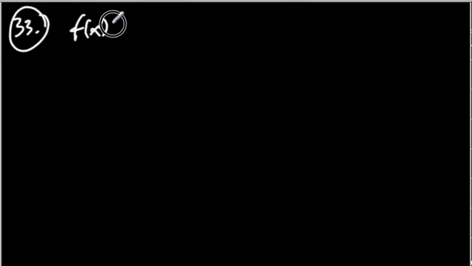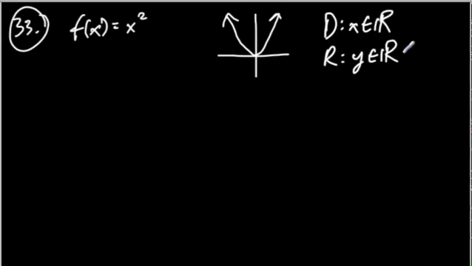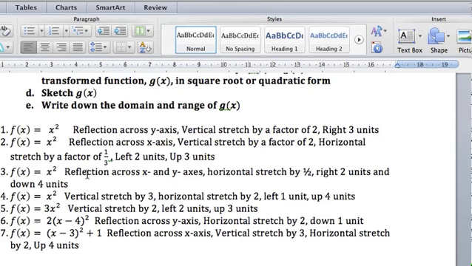So f of x is x squared. So the domain is x is an element of reals, the range is y is an element of reals, but y is greater than or equal to 0. So we have that. Now let's recall.